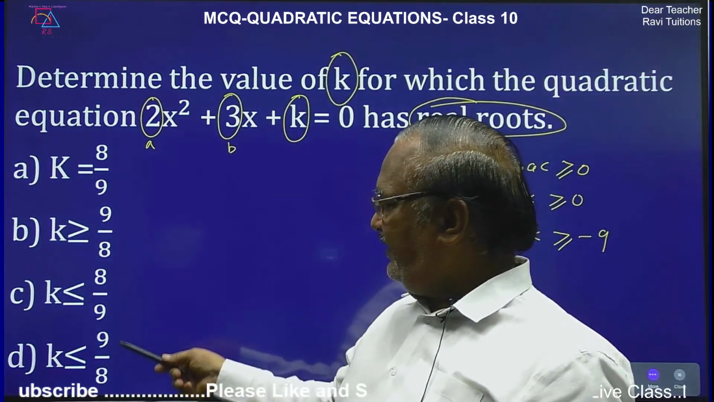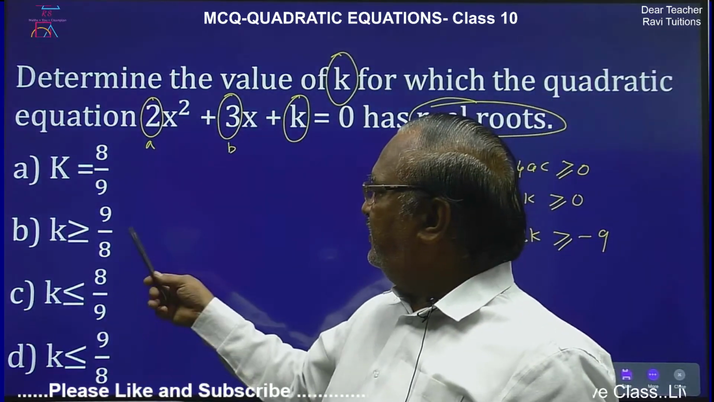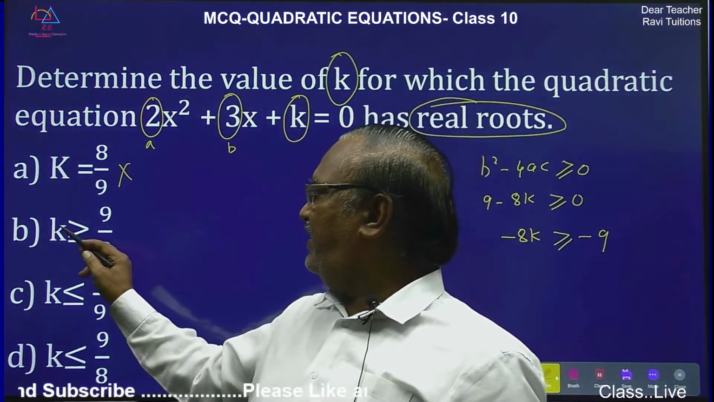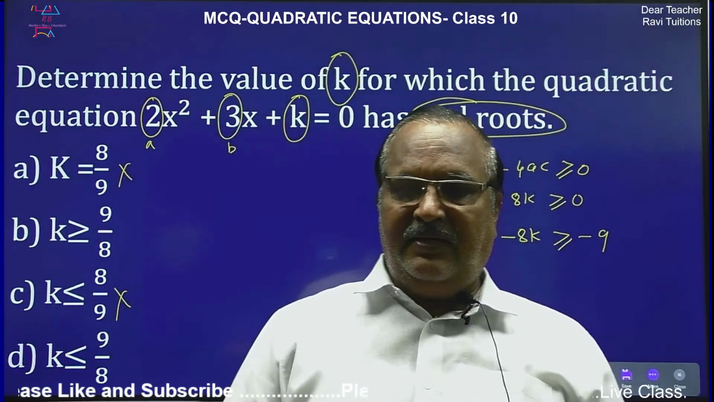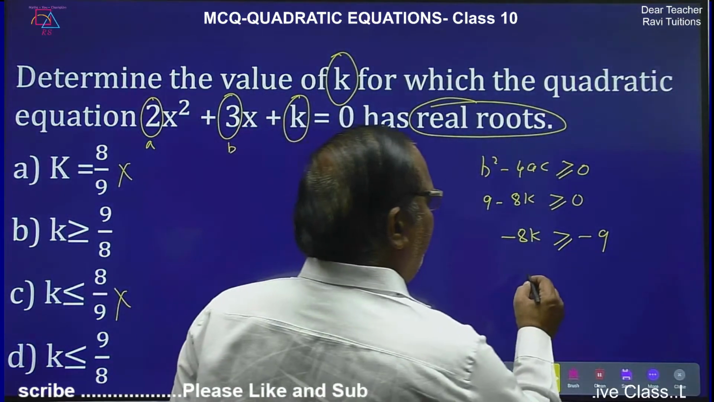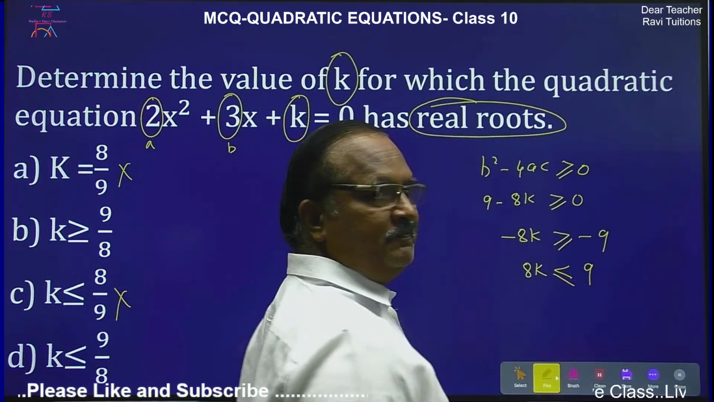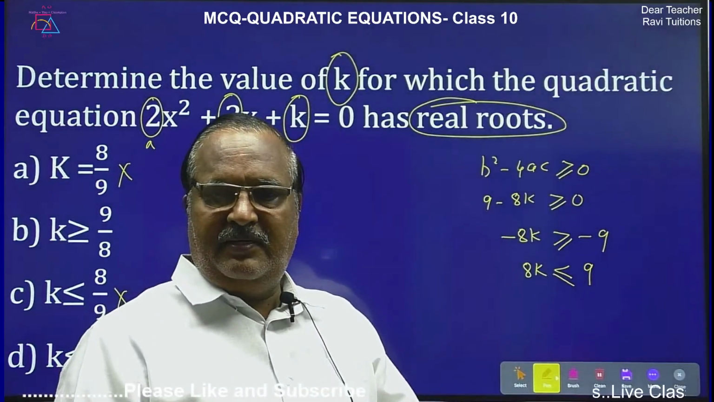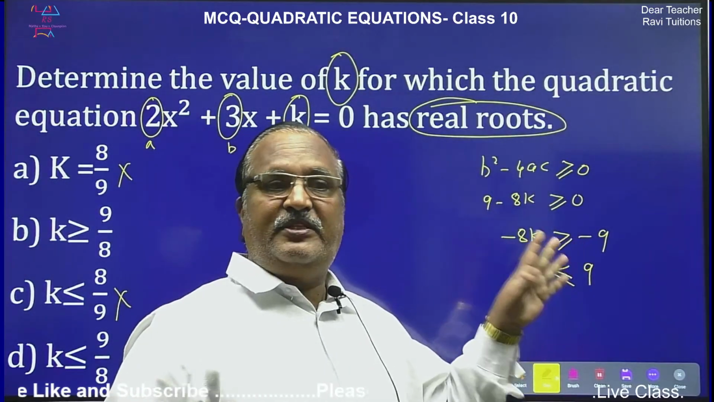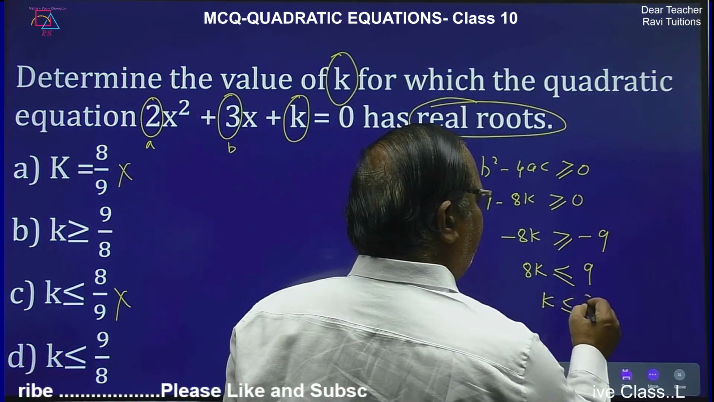Here, so many values are given, all are 8, 9 by 8. There are two answers. This is not the answer and this is not the answer; you have to select from B and D. Now which is the answer? There are minus signs. If you make it plus, the sign will reverse. You can check it with a small example. When you multiply both terms with minus, the sign will reverse. So now k is less than or equal to 9 by 8.